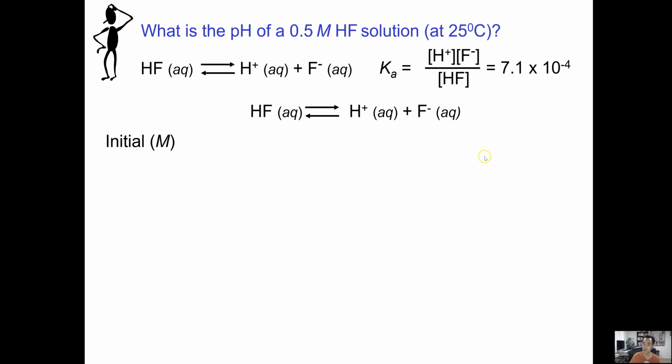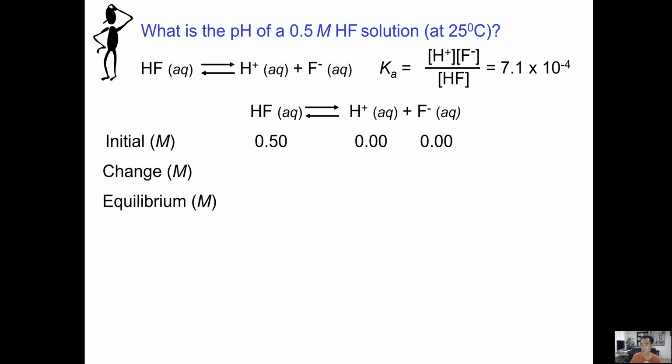So we have to do what we call the ICE box method. The ICE box method is how we set this up as the weak acid begins to ionize. You're going to have three rows: the initial, the change, and the equilibrium. At initial you have 0.50 molar of your HF, which was given in the problem. You have 0 of the H plus because the reaction has not moved forward, and you end up with 0 of the F minus.